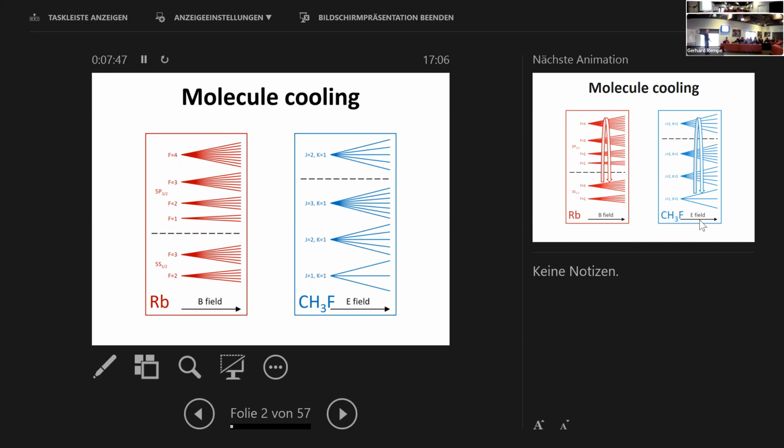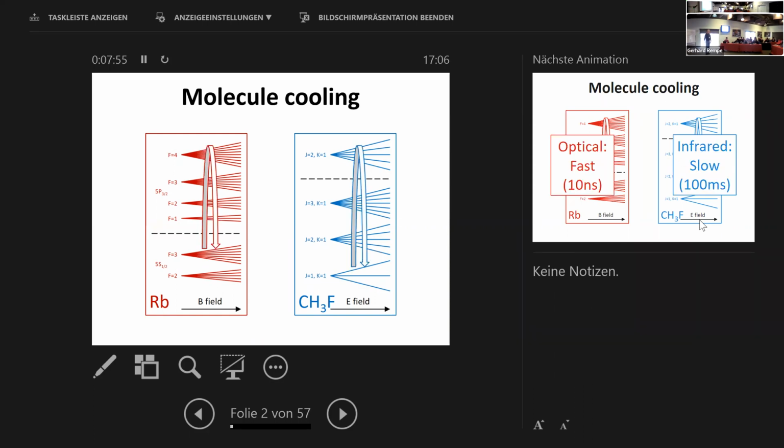So why don't we just transfer the techniques that we have for the alkali atoms to the molecules? It's pretty straightforward. Why can we not just drive a transition here and make, let's say, radiation pressure cooling, like we do for the alkalis, and implement it very similarly for molecules? If you look at this, it looks so simple. Why doesn't it work?